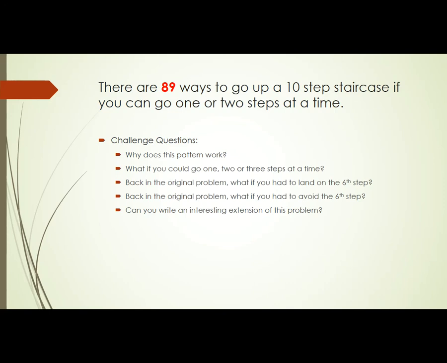Back in the original problem, what if you had to land on the 6th step? So of those 89 ways, how many of them end up landing on the 6th step? How many of them don't land on the 6th step? And can you write an interesting extension of this problem yourself? So there we have it, a pretty interesting start small, look for a pattern problem.